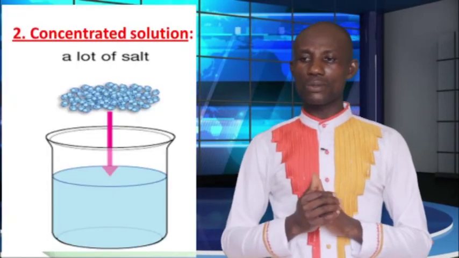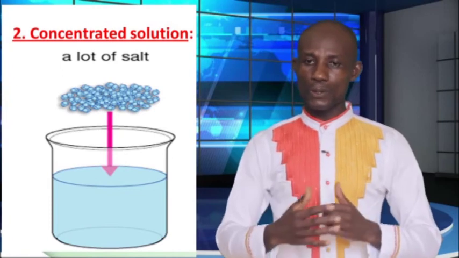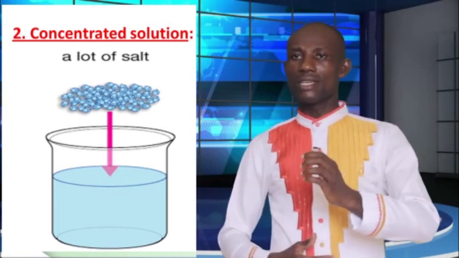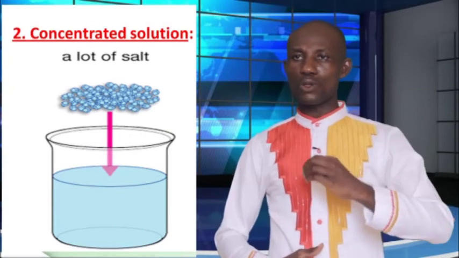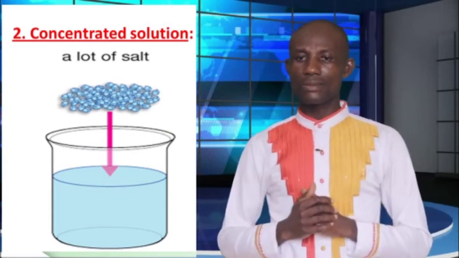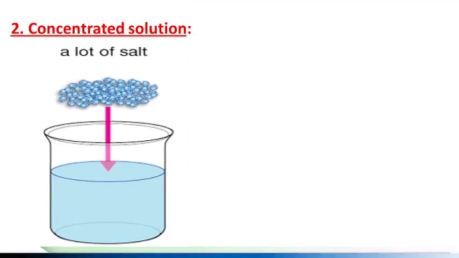Now let's look at the illustration here. Here we are using the same amount of water as used in the dilute solution. And we can see that the quantity of salt particles to be used here is very great. There are a lot of salt particles to be dissolved in that same amount of water. And at the end, the saltiness of this solution will be greater. And we can call this solution a concentrated solution.